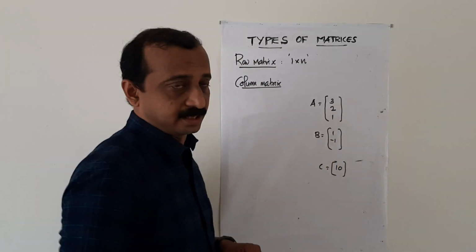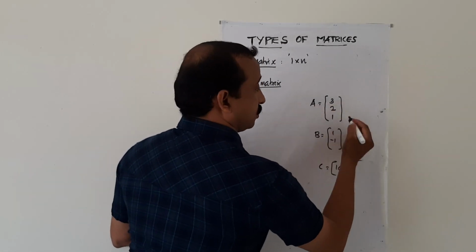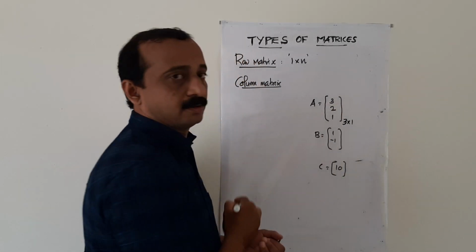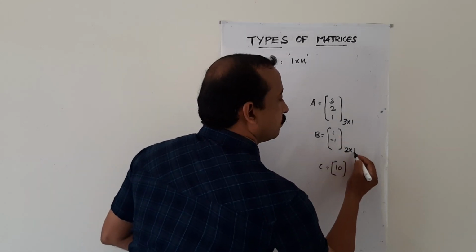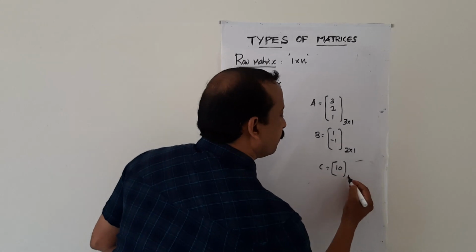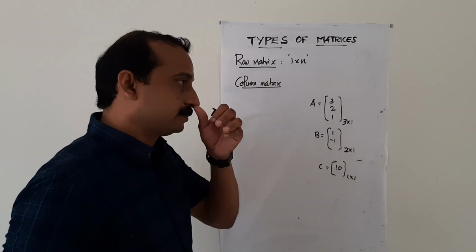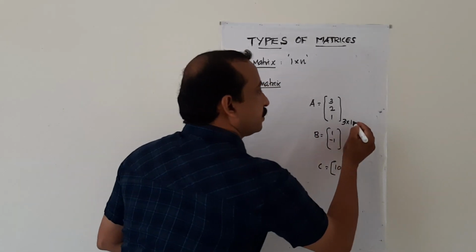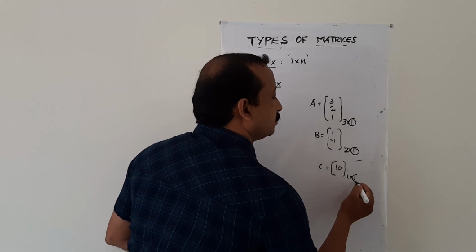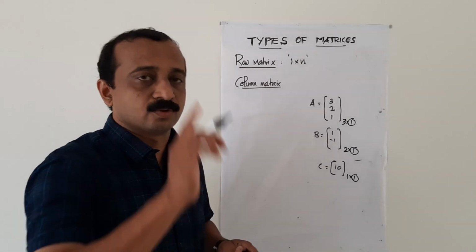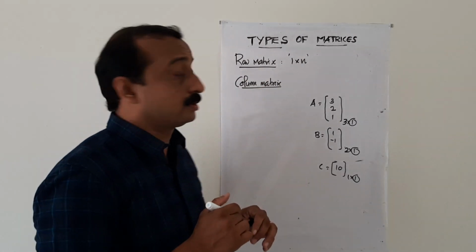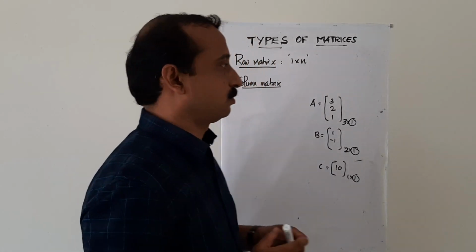Here the order of the first matrix is 3 rows and 1 column. In the second, 2 rows and 1 column. The third, 1 row and 1 column. That is, in these 3 matrices the number of columns is always equal to 1. That type of matrix is called a column matrix. There is only one column, but in a row matrix there is only one row.